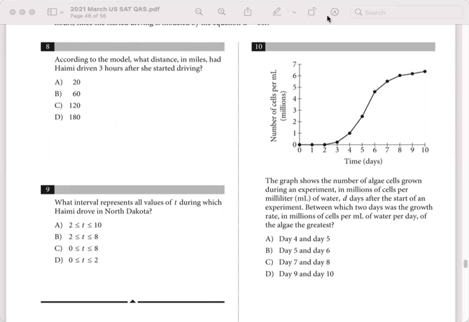So we can see that the growth rate is basically the slope of these small segments, right? There is one segment between 3 and 4, there is one segment between 4 and 5, there is one segment between 5 and 6, and so on. So the slope, when it is the steepest, would indicate the highest growth rate, right?